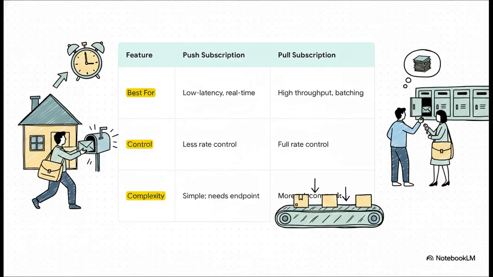So which one should you choose? Well, this table breaks it down pretty nicely. Push is all about speed and low latency. It's like having mail delivered directly to your front door the moment it's sent. It's awesome for things like real-time notifications. The catch? You don't control the delivery rate. The mail comes when it comes. Pull, on the other hand, gives you total control. It's like having a P.O. box. You go and collect your mail whenever you're ready and can handle it. This makes it perfect for heavy-duty batch processing jobs where you want to manage the workload yourself. It does mean your code is a little more complex, but that control is often worth it.